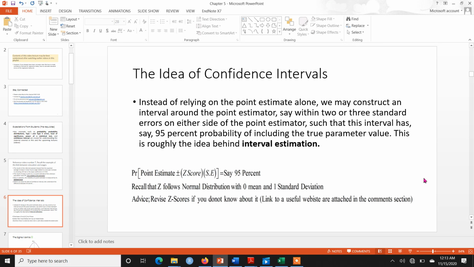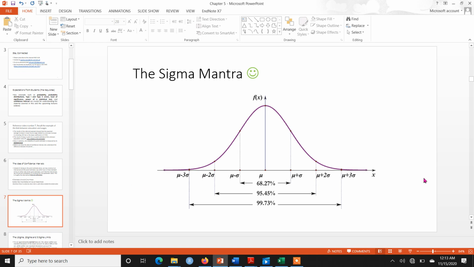So shortly I'll be discussing one applied example of building a confidence interval, where these concepts will be further settled. Okay, so what is normal distribution?